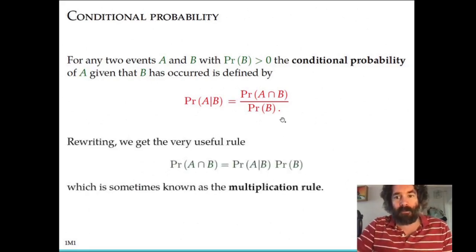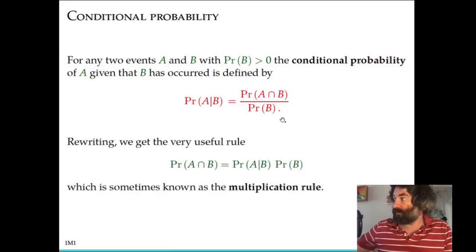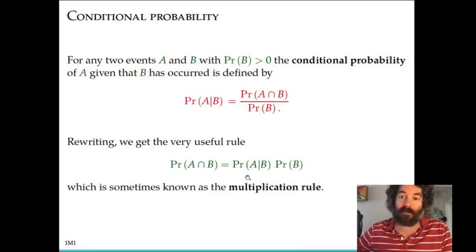Okay, and so we could manipulate this expression for conditional probability a few ways to get some useful formulas. One is if we multiply through by the probability of B, then we have something called the multiplication rule. The probability of B and A, given here, is equal to the probability of A given B times the probability of B. Once again, this is called the multiplication rule.